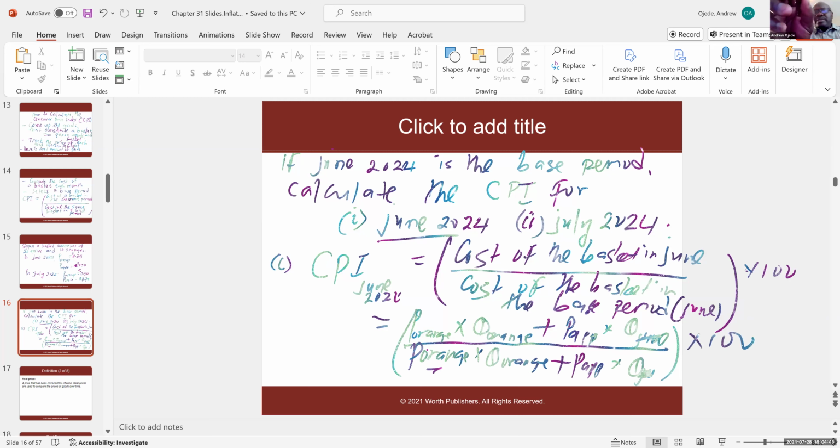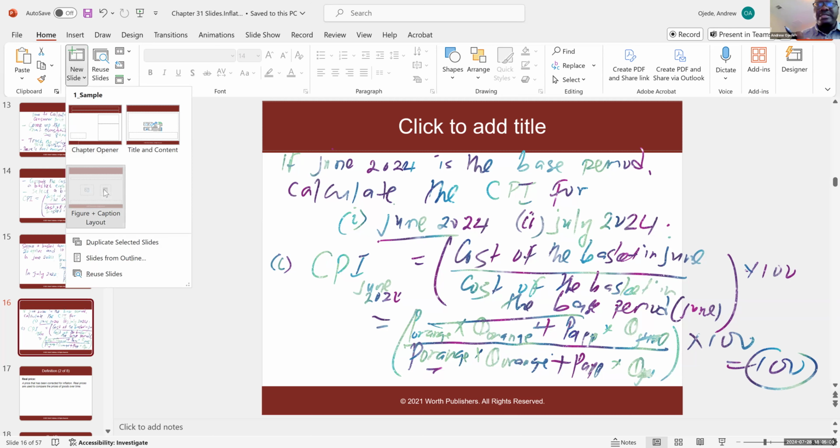So it turns out that these numbers are going to be the same because it's June. So this is going to be 1, and 1 times 100 is going to be 100. So in a base year period, don't waste your time calculating the CPI. The CPI in a base year period is always going to be equal to 100. But the CPI in any other period is not going to be 100. It's going to be different.